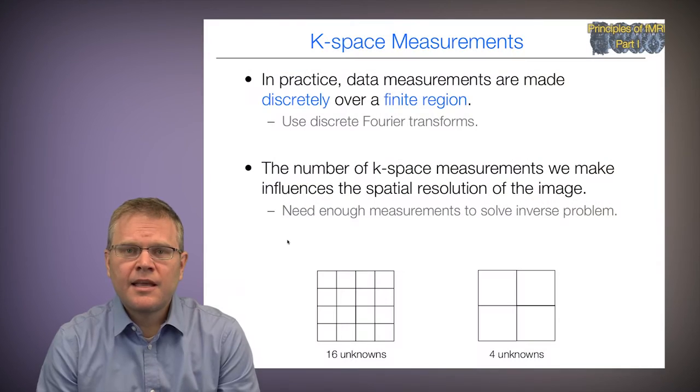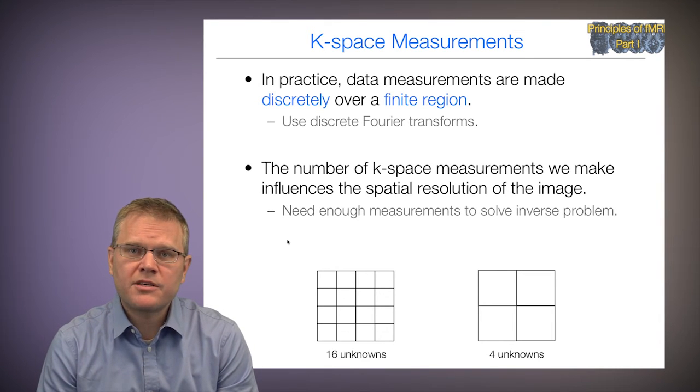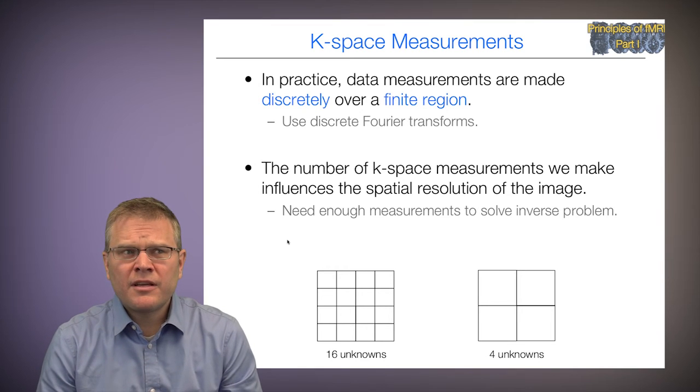I've shown you the measurements as integrals, but in practice, the data measurements are made discretely over a finite region. So instead of using the continuous Fourier transform, we use discrete Fourier transforms. And so the number of k-space measurements we make will ultimately influence the spatial resolution of the image. So we need enough measurements to solve the inverse problem.